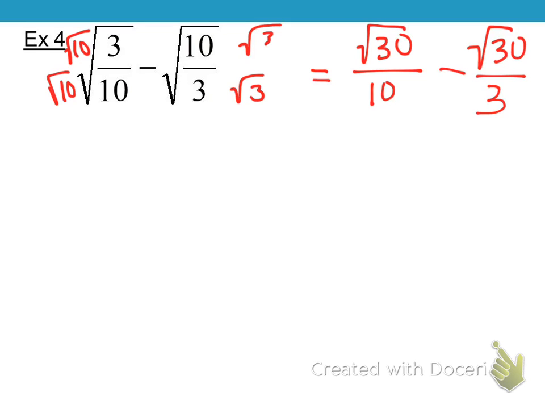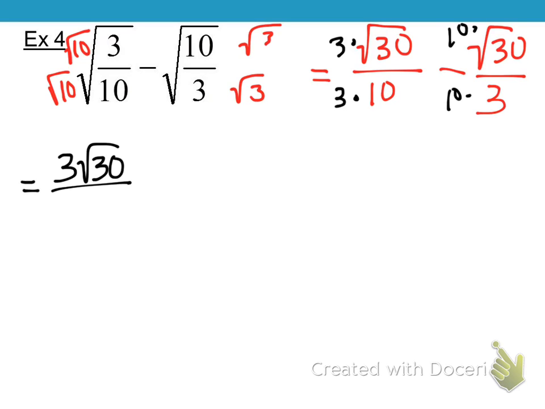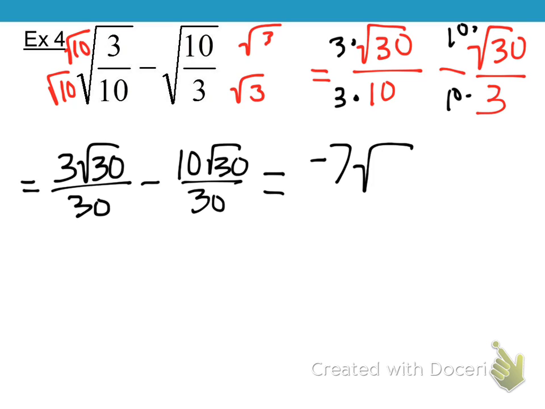Okay. LCD of 30. Now I got to get the LCD of 30. So what do I multiply the first one by? 30 over 3. 3 over 3. What do I multiply the second one by? 10 over 10. Okay? -7 square root 30. So -7 square root 30 over 30.